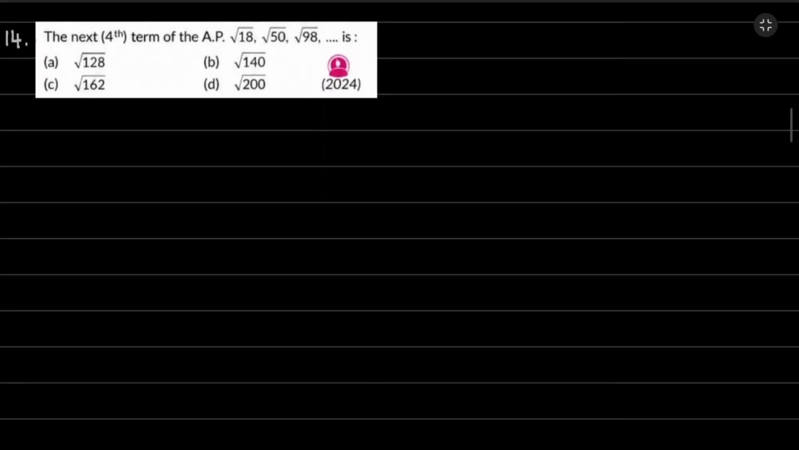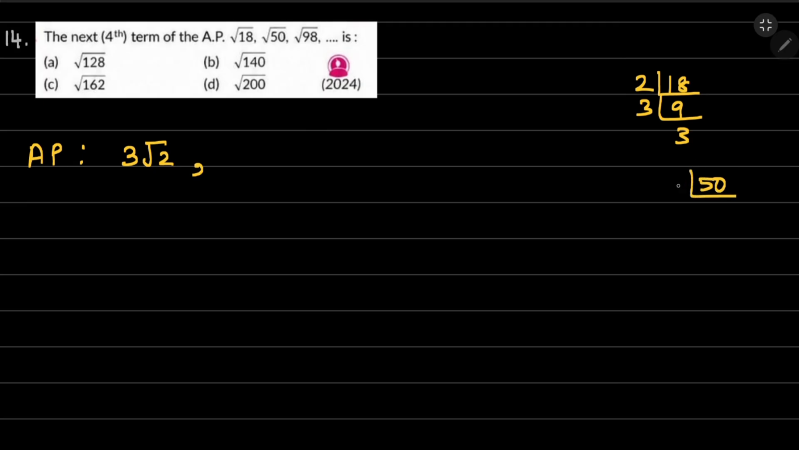Let's move on to the 14th question. You have to find the fourth term of the AP. What is the next term? So root 18. If you factorize it, 2 nines are 18, 3 threes are 9. So root 18 can be written as 3 root 2. The first three terms of the given AP. Root 50, factorize it. 2 twenty-fives, again 5 fives are 25. So 5 root 2 is root 50. Again root 98, 2 forty-nines. So 7 root 2 is root 98.